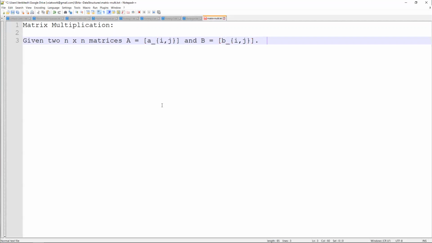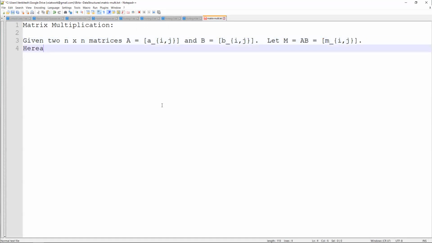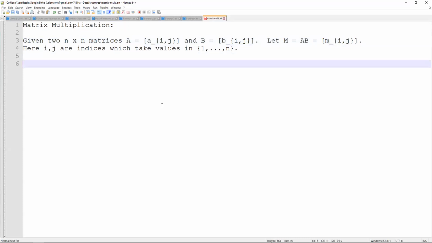Let us also fix the notation for the product. M is equal to A times B, which is, let's say, Mij. Okay, i and j are indices which run from 1 to n. Here i, j are indices which take values in the set 1 to n. Right?